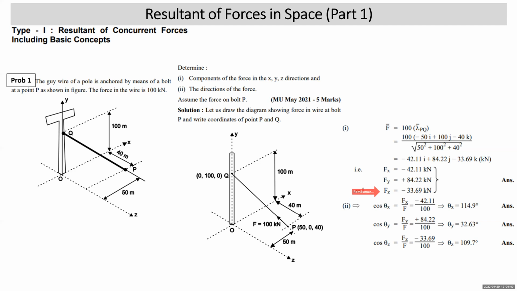Now you want to find the three angles. So cos theta x is Fx upon F. Here you have to substitute the value with the negative sign only, minus 42.11 upon 100. Using the calculator for cos inverse, you get theta x equal to 114.9. Similarly, cos theta y is Fy upon F, that is plus 84.22 upon 100, you get theta y. Then cos theta z is Fz upon F, Fz is minus 33.69 upon 100, you get theta z. So this way, he asked for the three components of the force. We got Fx, Fy, Fz, and he asked for the directions of the force. Directions we got: theta x, theta y, and theta z.